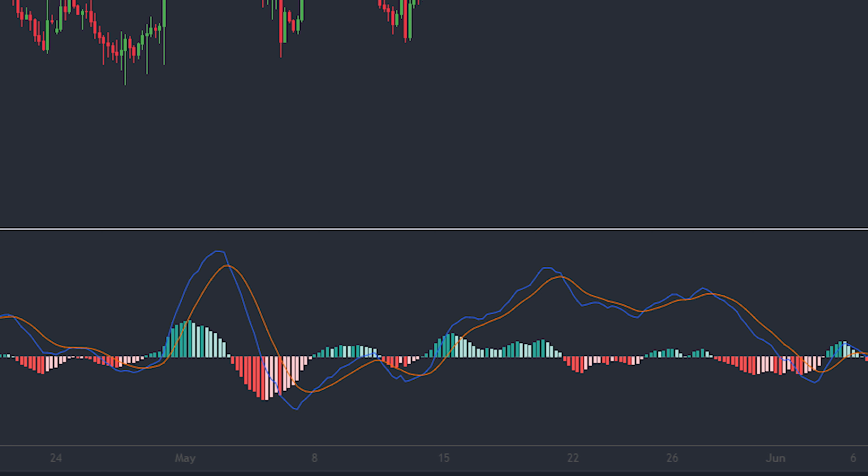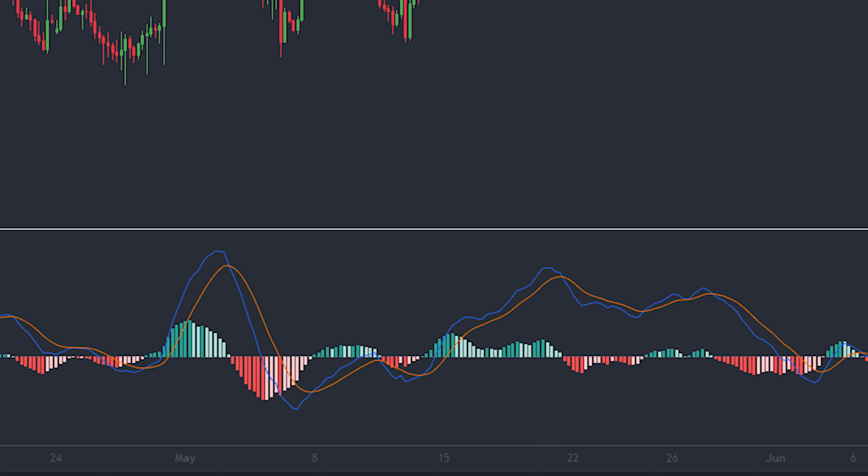When the MACD line crosses above the signal line, it's considered a bullish signal and indicates that a security's price action is likely to continue higher. Conversely, when the MACD line crosses below the signal line, it's considered a bearish signal and indicates that a security's price action is likely to continue lower.